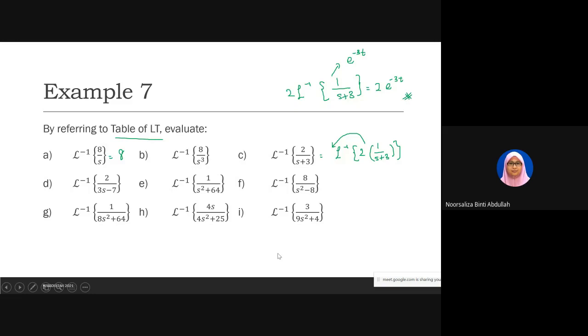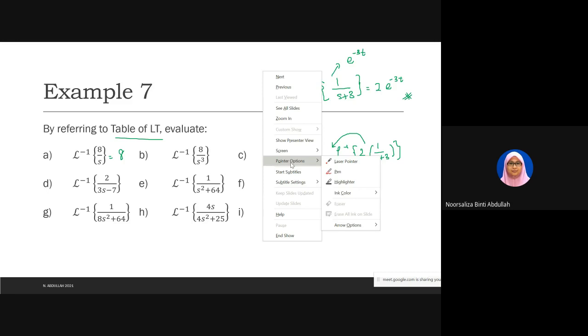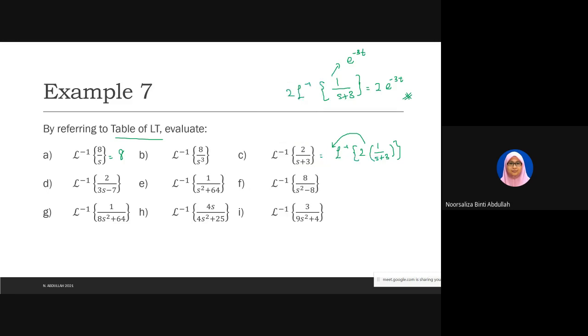Boleh. Boleh, sorry, ada interruption sikit. Mama ada kelas, sayang.